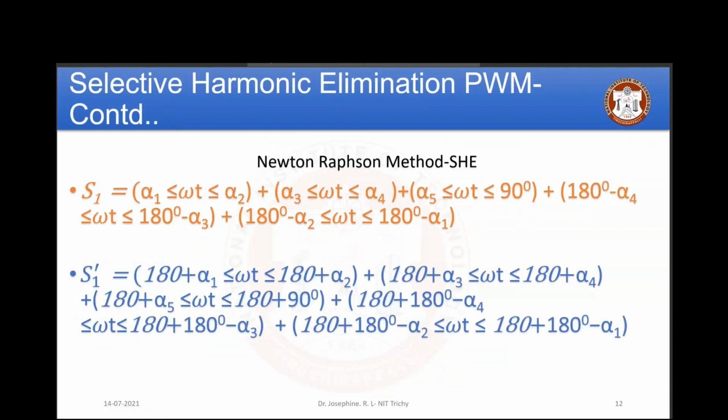So it's not like a higher switching frequency. Between alpha 1 and alpha 2, your output should be high. At the same time, from alpha 3 to alpha 4, your S1 should be high, and from alpha 5 to 90. Now you have to go in the back direction: 180 minus alpha 5, alpha 4 to 180 minus alpha 3, like this. This is for switch 1. For the other one, it is from 0 to 180 degrees, then from 180 to 360 degrees, so it has to be the same thing. Everything you have to add 180 plus.